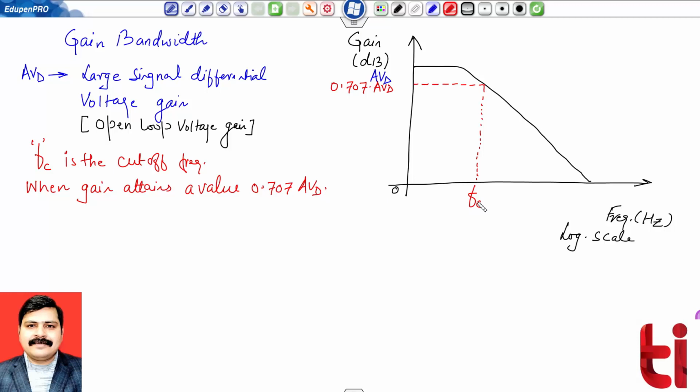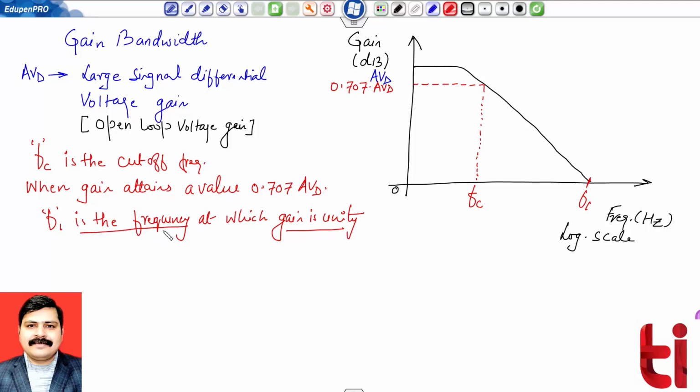Okay, so that is my frequency FC, and you can check at this particular point, I am referring, this is my F1. F1 is the frequency at which gain is unity, and this is a very interesting parameter.